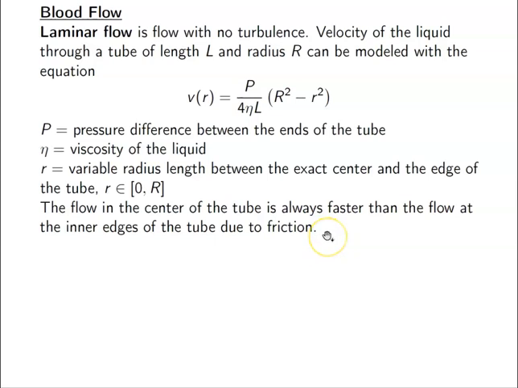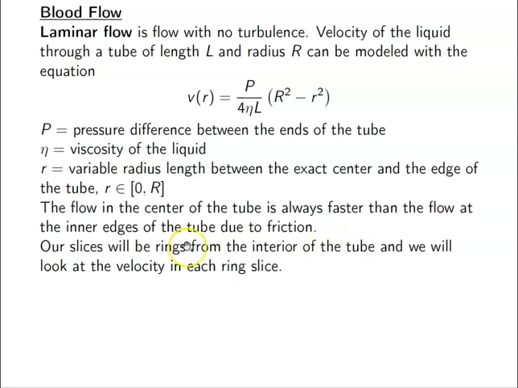So the flow in the center is always faster because everything is following right behind the molecule or atom that's in front of it. The flow in the center is going to be the fastest because there's the least amount of friction, right? At the edge of the tube, you're going to get friction on the inner edges.